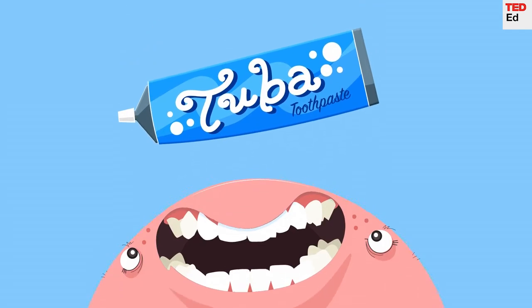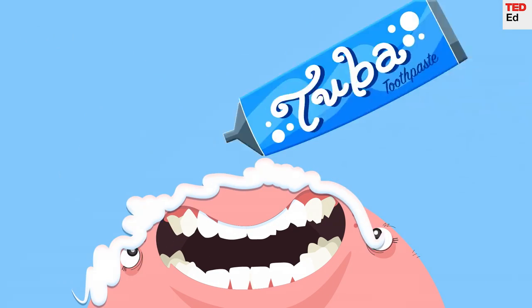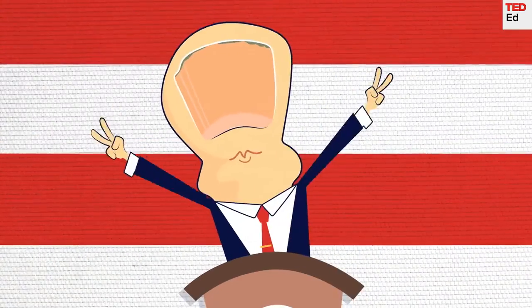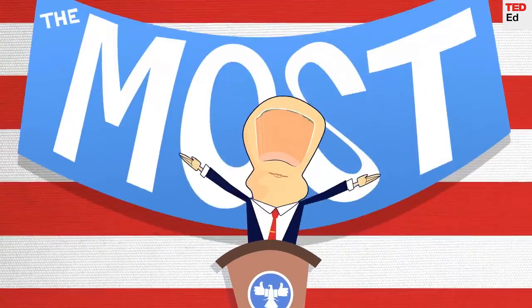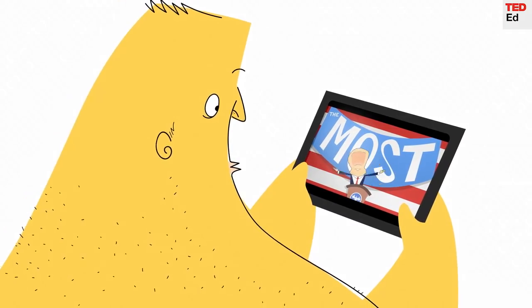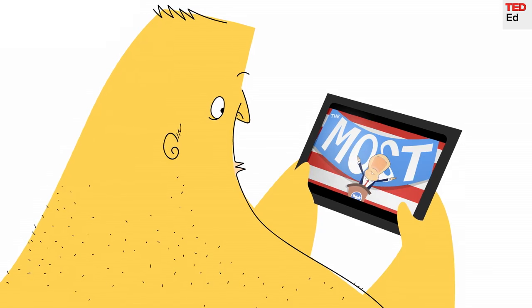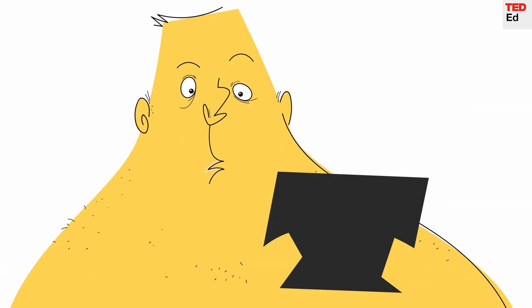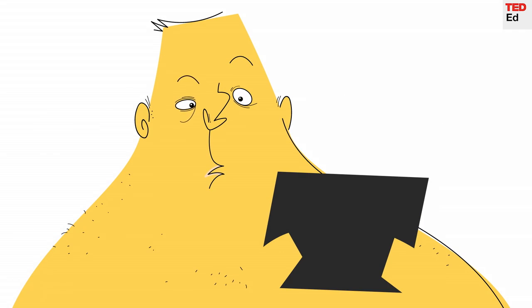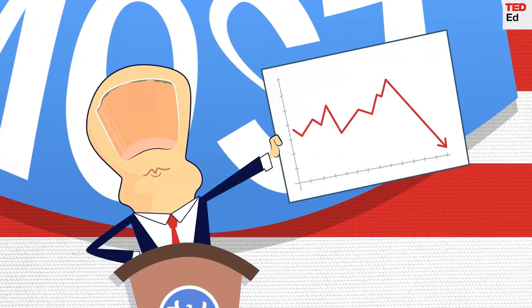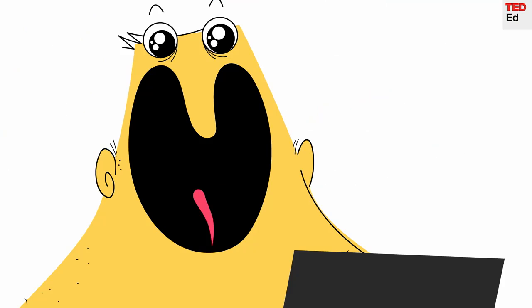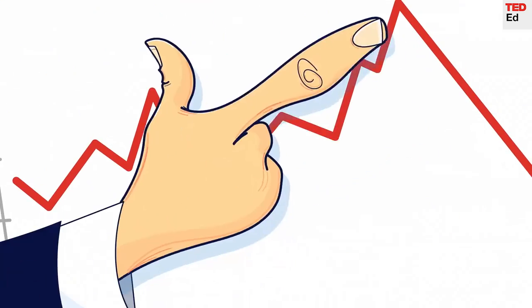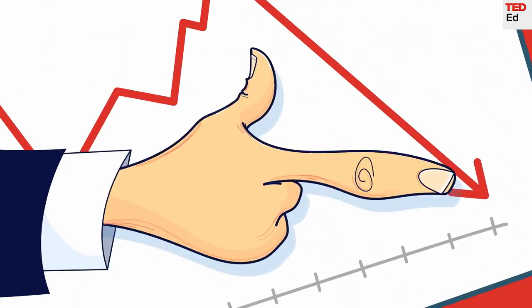A toothpaste brand claims their product will destroy more plaque than any product ever made. A politician tells you their plan will create the most jobs. We're so used to hearing these kinds of exaggerations in advertising and politics that we might not even bat an eye. But what about when the claim is accompanied by a graph? After all, a graph isn't an opinion.